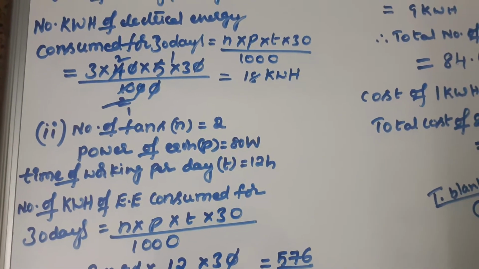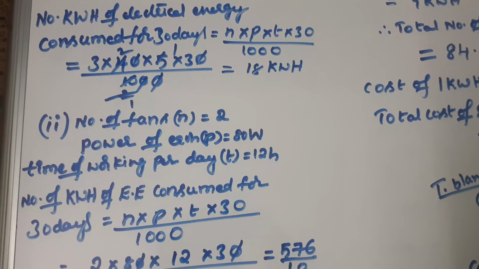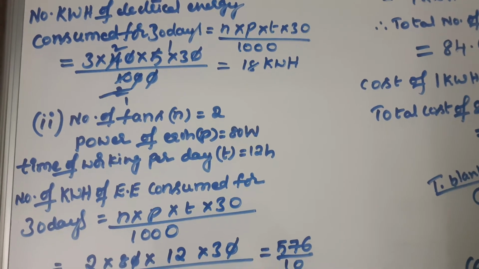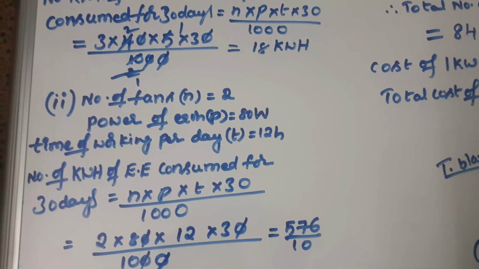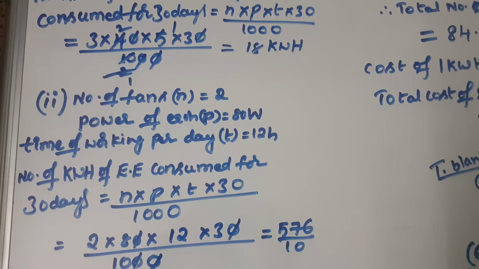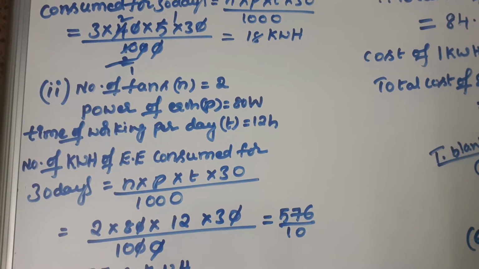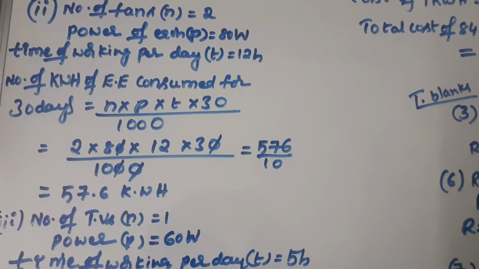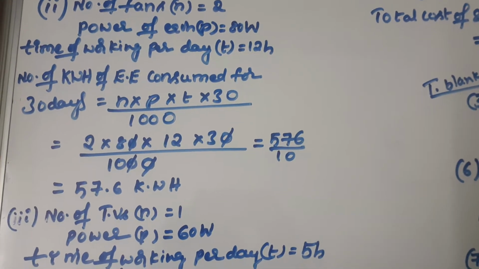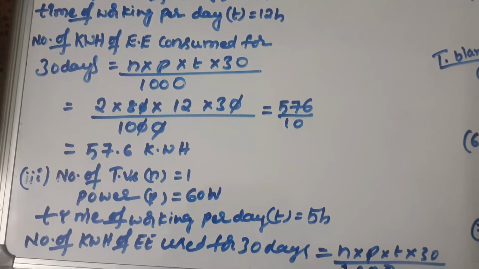Similarly, number of fans N, power of each fan P is 20 watts, time of working per day T is 12 hours. So number of kilowatt hours of energy for 30 days, students, same formula N P T into 30 by 1000, which is 576 by 10, which is equal to 57.6 kilowatt hours.